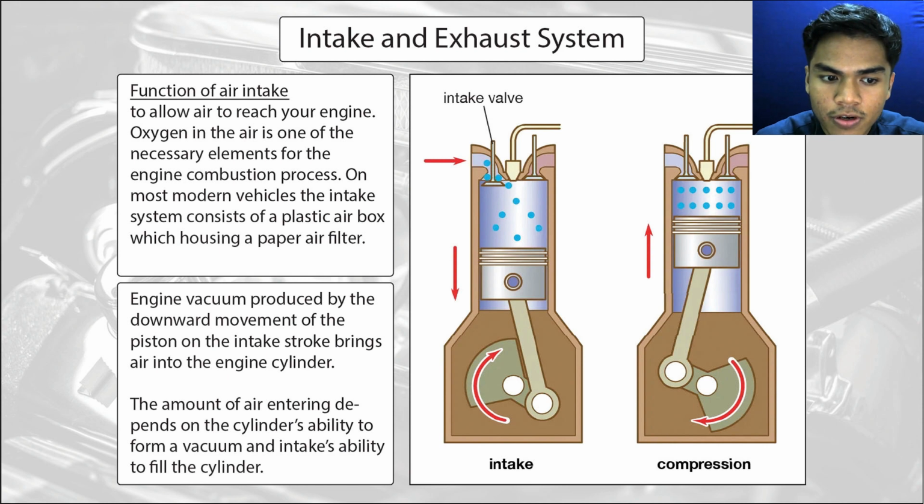The amount of air entering depends on the cylinder's ability to form a vacuum and the intake's ability to fill the cylinder, as shown in the picture. You can see the air coming from the left intake port inside the cylinder, which of course happens when the piston is moving downward, which then creates a vacuum inside the cylinder, and the whole process happens.